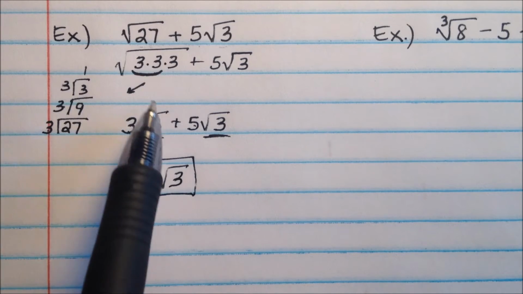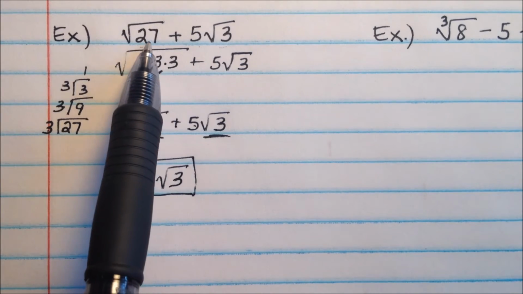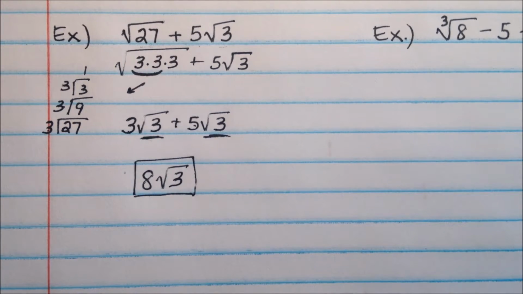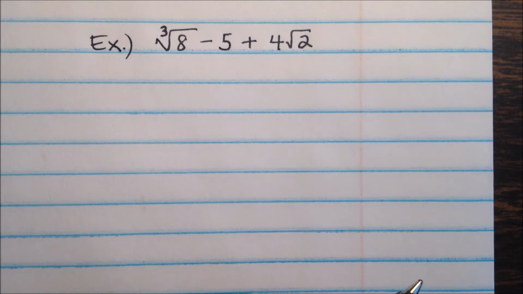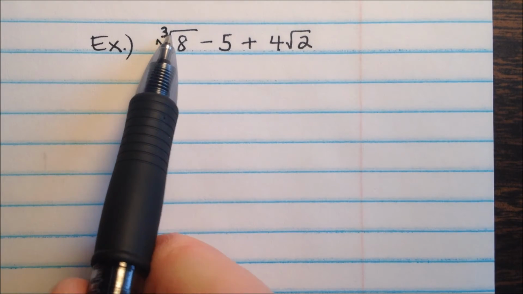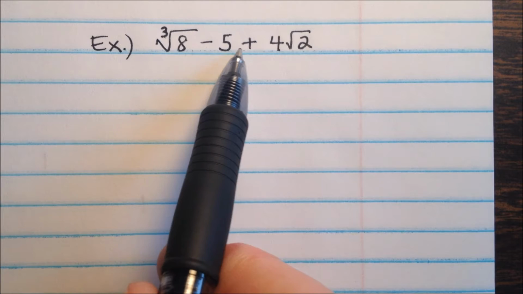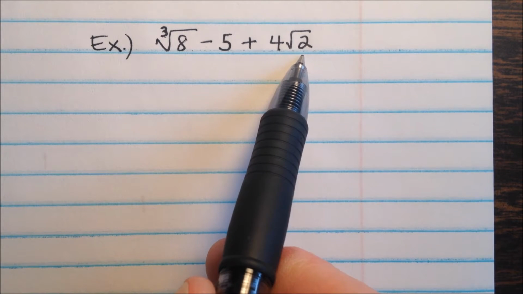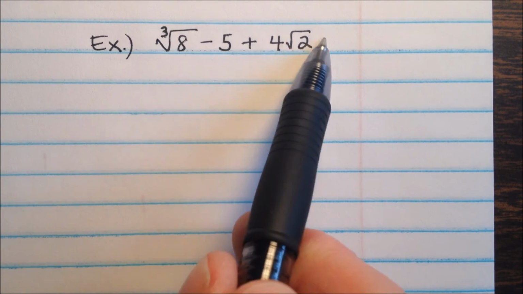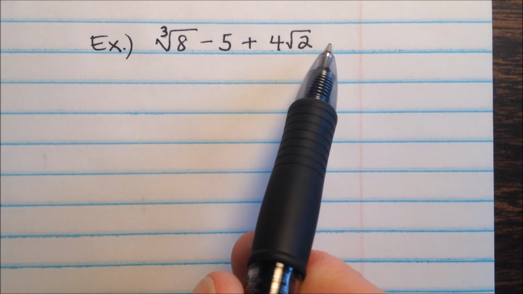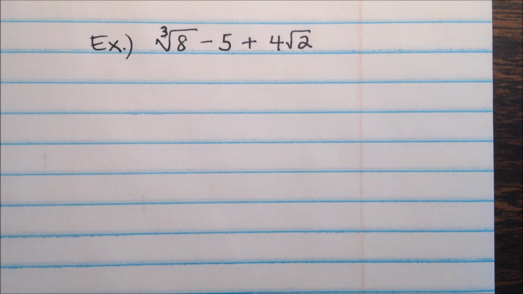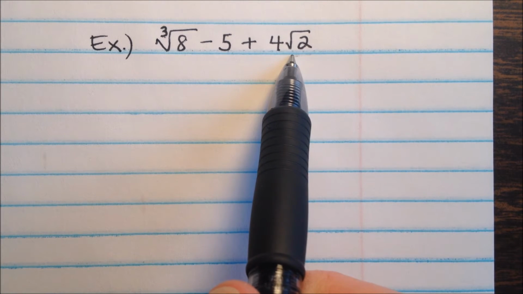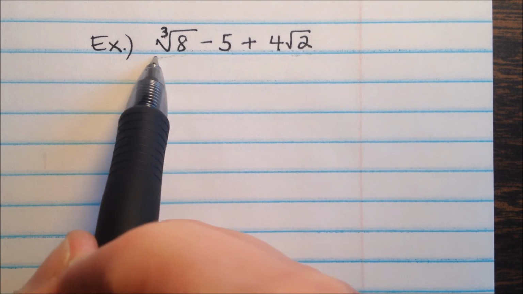So sometimes you're going to have to simplify these radicals first to see if they are like radical terms in order so you can add them or subtract them. So if we slide over and look at this next example, I have the cubed root of 8 minus 5 plus 4 times the square root of 2. So when I initially look at this, it doesn't look like anything is going to be in common, because this is the cubed root, this is just an integer, and this is the square root. Well, the square root of 2 won't simplify anymore, but I wonder if this cubed root of 8 will.